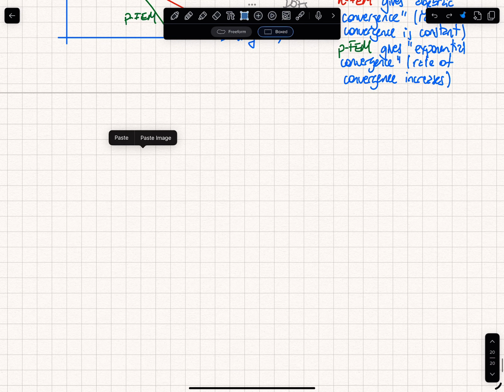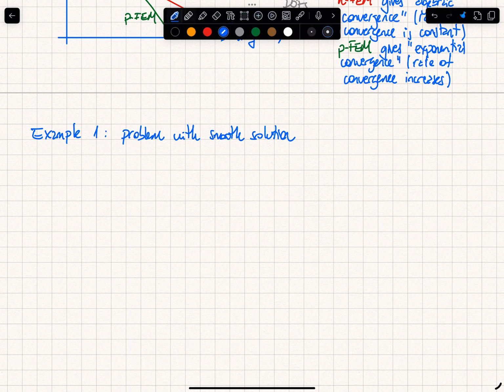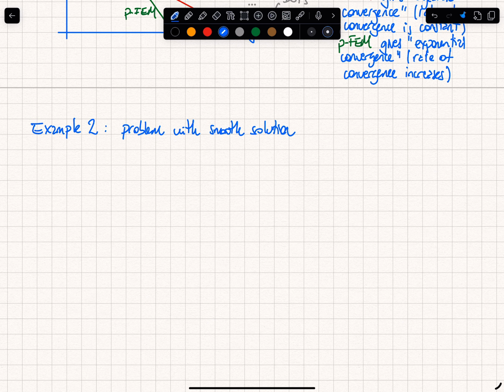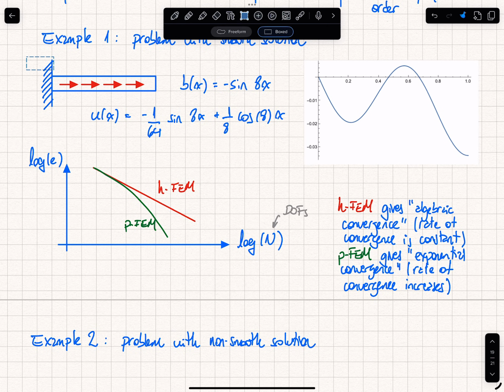Let's take a look at a different problem. So problem 2. A problem with a non-smooth solution, okay? And here, again, I'm going to copy this.